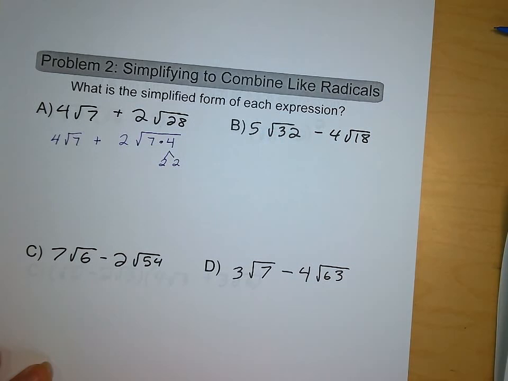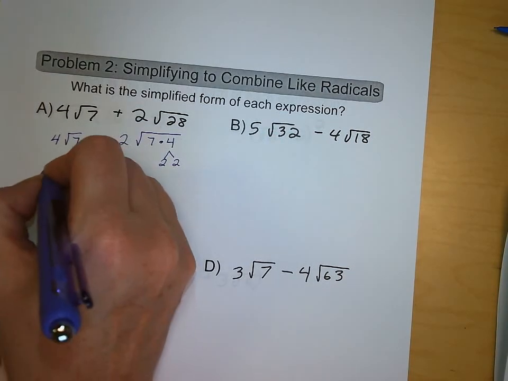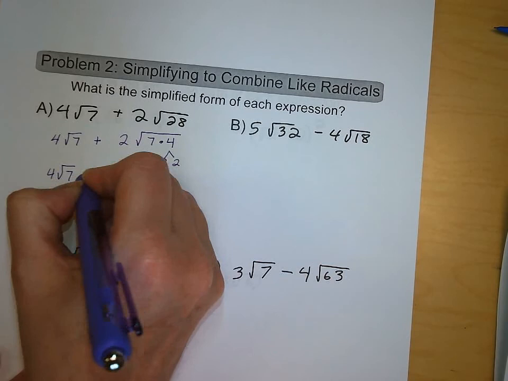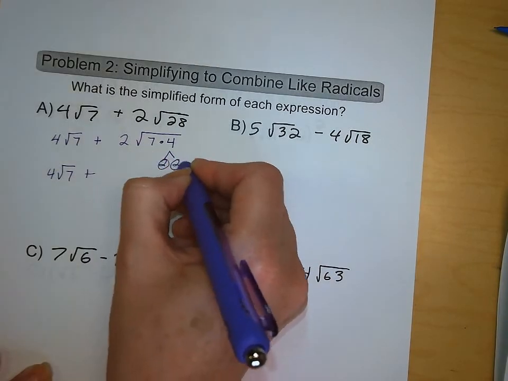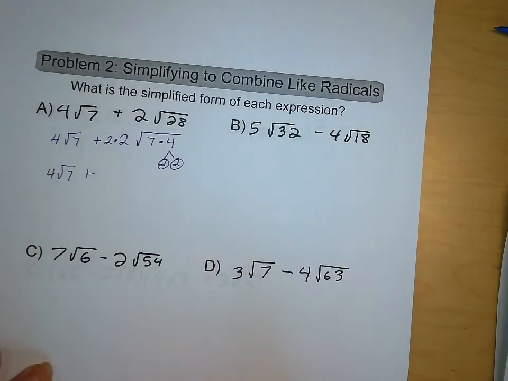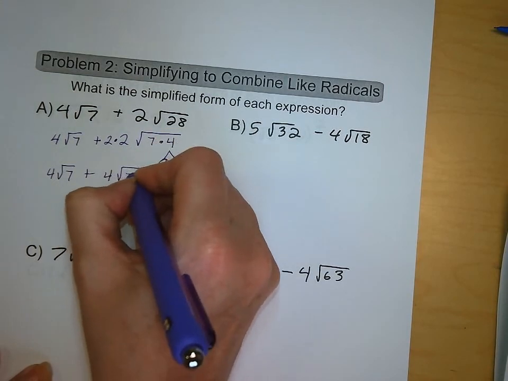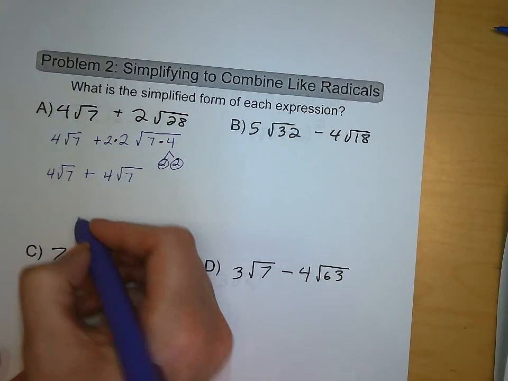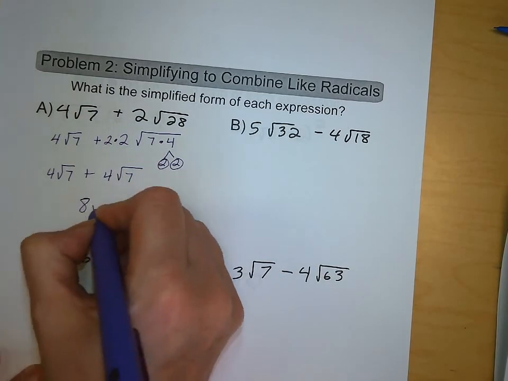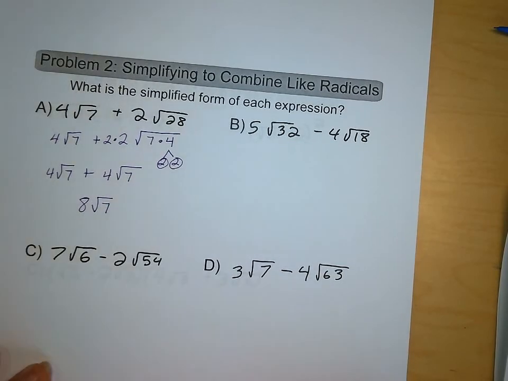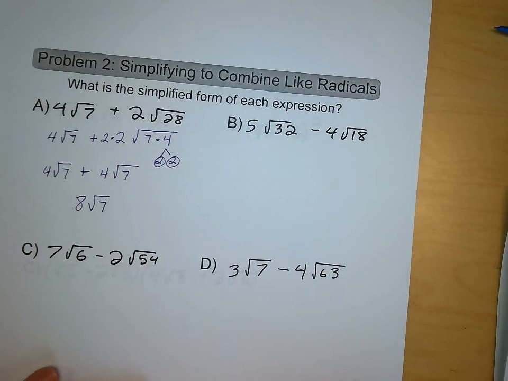Using our factor tree, we find that we've got square root of 7 times 4. 4 breaks into 2 and 2. So we've got 4 root 7, plus 2 times 2, which is 4, square root of 7. Now we have the same radicand. Now we can combine like terms. So we have 8 square root of 7.